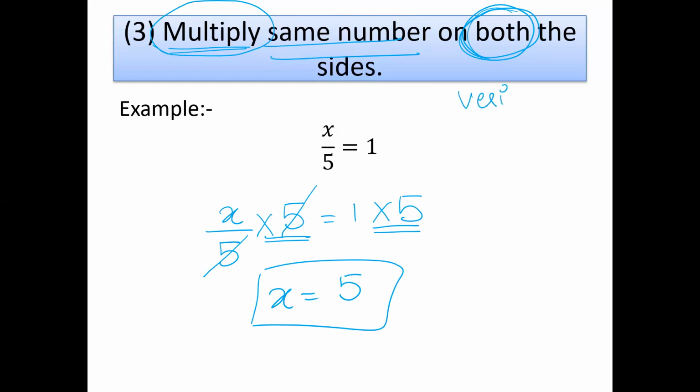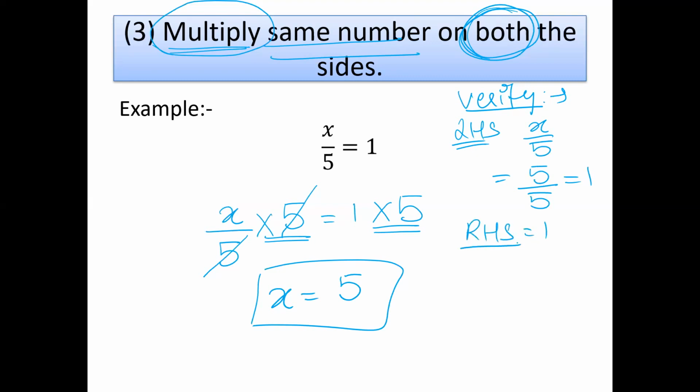Let's verify. LHS हमारे पास क्या है? x divided by 5. x को we will put as 5, we get as 1, and RHS is also 1. So LHS equals to RHS because 1 is equals to 1, and therefore we have proved that our answer is correct.